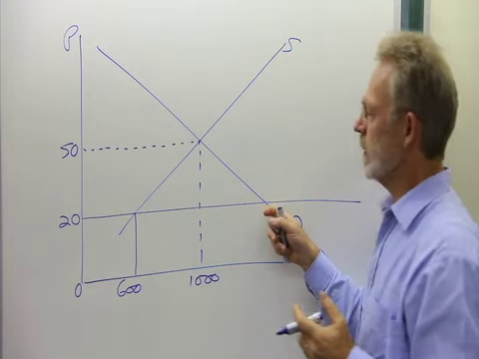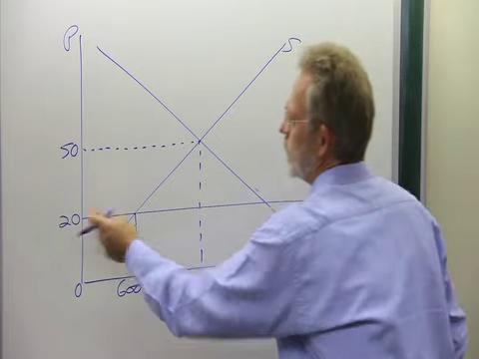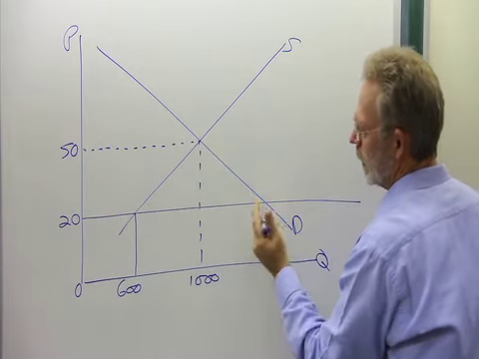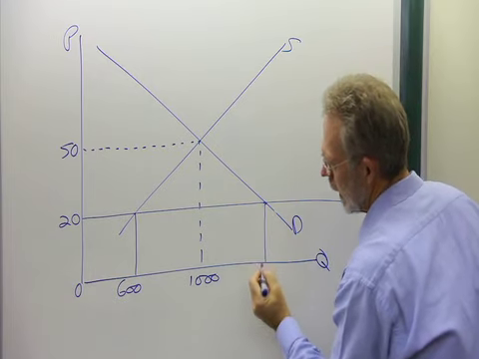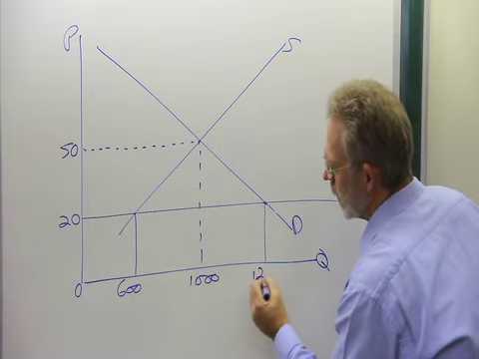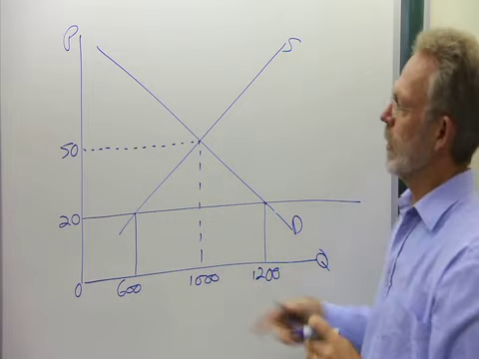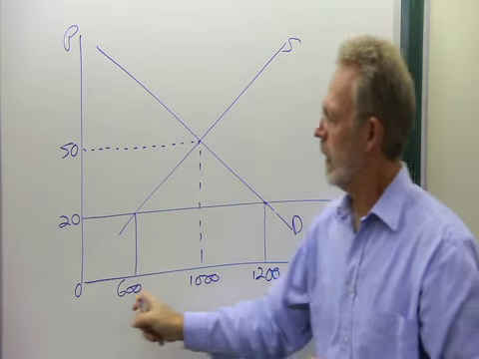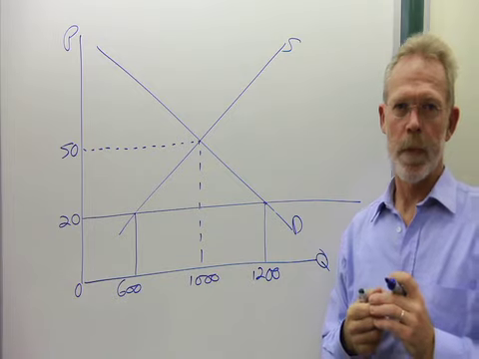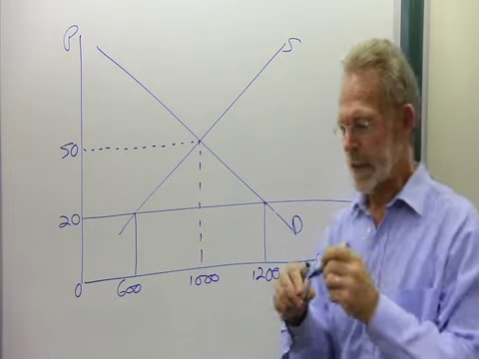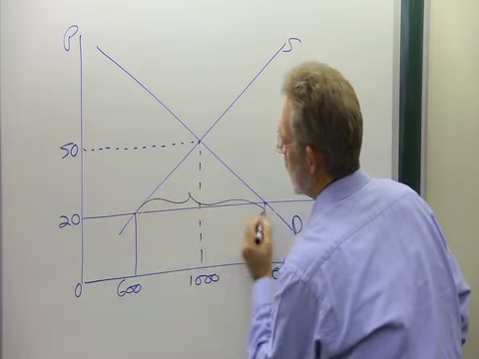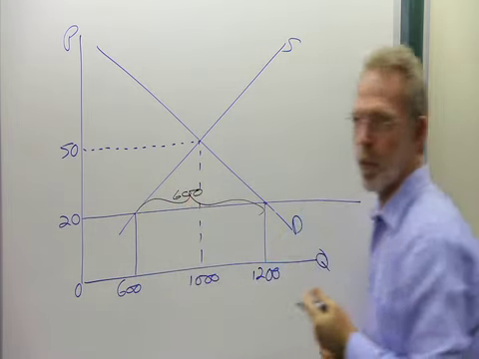And consumers, well, again, at the price of 20, there's a decrease in price from 50 to 20, a movement along the curve to this point, and local demand increased to 1,200. So the quantity demanded at the price of 20 is 1,200, and the local quantity supplied is 600. And the difference? Yes, this difference of 600, that's the value of imports.